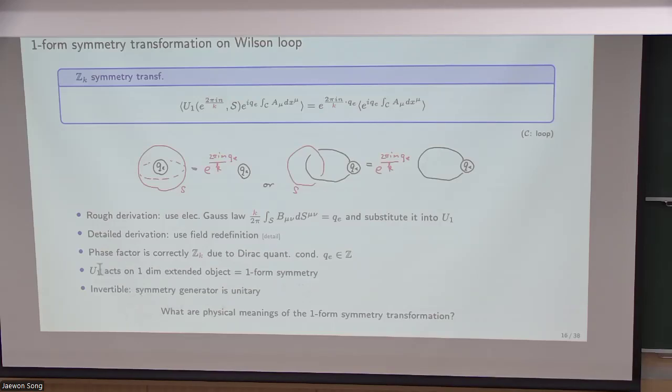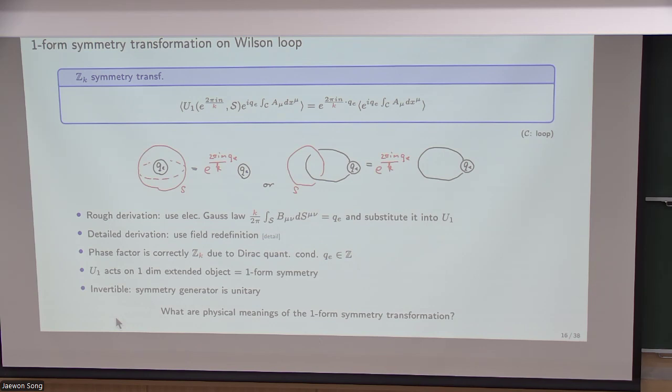This is called one-form symmetry because this symmetry generator acts on the one-dimensional extended object. The phase factor derived from the previous derivation is correctly Z_k valued. This is due to the Dirac quantization condition for the electric charge. And this symmetry is invertible because the symmetry generator is a unitary operator. So this is the symmetry transformation.